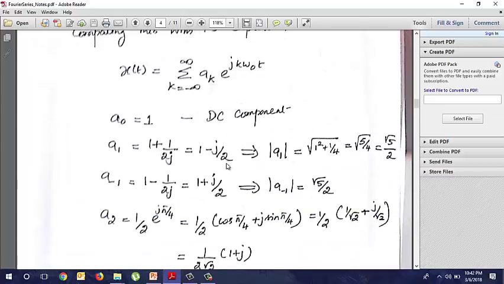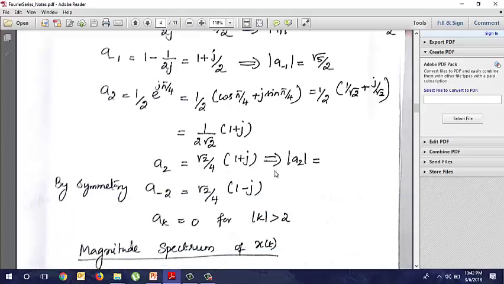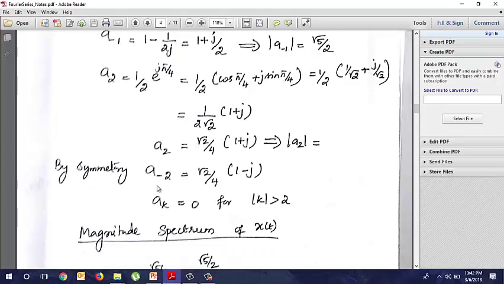That's why you are having a of 2 equal to half into e power j pi by 4. You can write this as cos pi by 4 plus j sin pi by 4, which is equal to 1 by 2 into 1 by root 2 plus j by root 2. So when you get this, a2 is equal to this, and then you have to find out the mod of a2. Similarly, a of minus 2 is the conjugate, and you have to find out its mod as well.